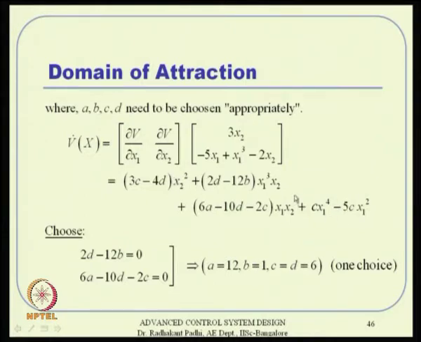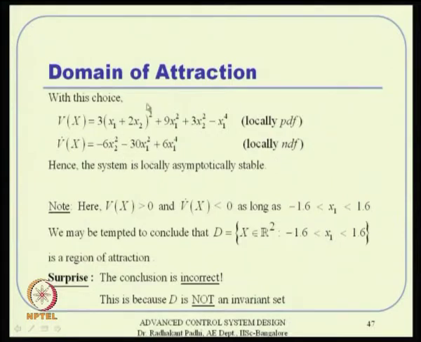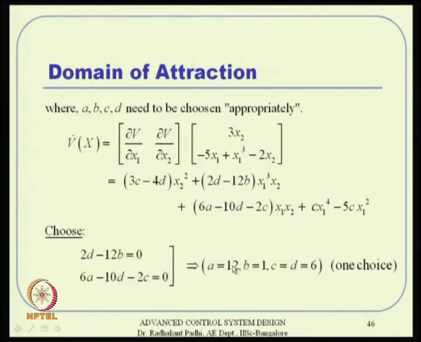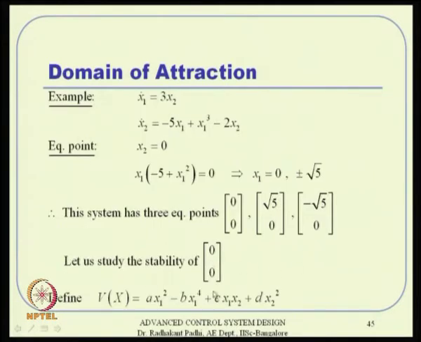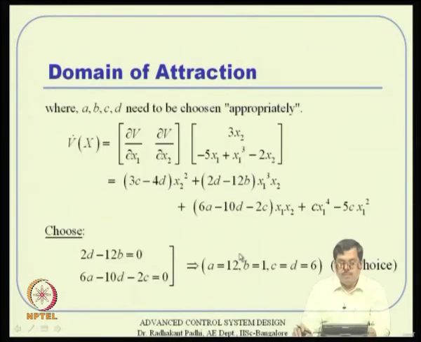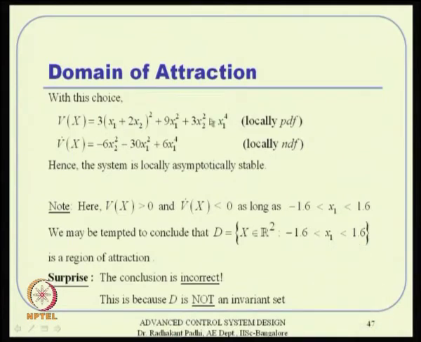Once you do that, these two conditions are on a, b, c, d, 4 variables and 2 equations. Obviously, it is an underdetermined thing, we have infinite solutions. So, one solution we will select that way, so that we can work further. Then it turns out that V of x is like that with that particular selection. Remember, a is 12, b is 1 and so on in this expression. If you substitute there, then V of x turns out to be like that and V dot turns out to be like that.